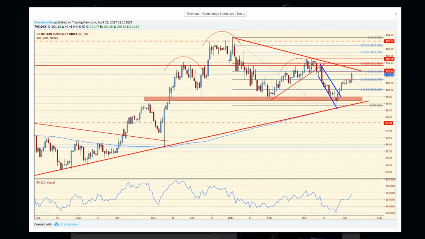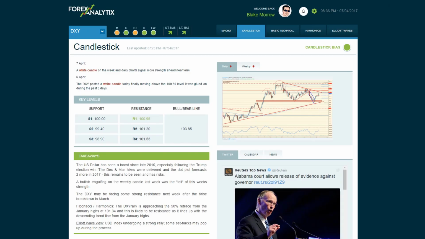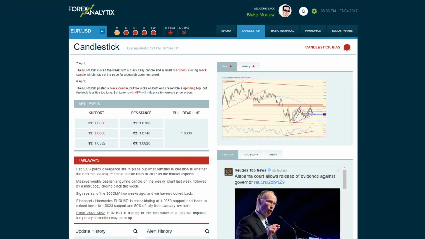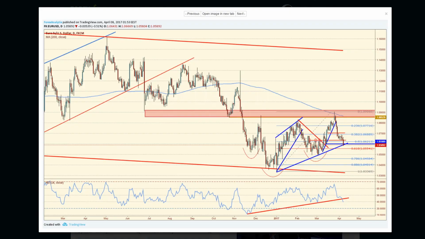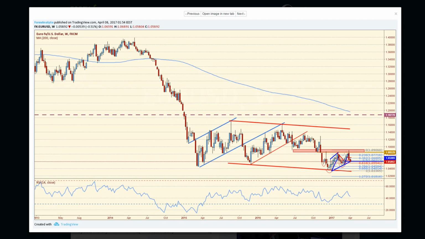Now, getting back to the Marubozu candle, I want to talk to you about a couple of specific currency pairs that actually have them. Let's go over to the euro dollar, and you'll notice that the euro dollar, not particularly on the daily chart, but let's go over to the weekly. You'll notice on the weekly here, the last weekly candle was a previous one. This is an example of a Marubozu candle, but it's a closing candle.